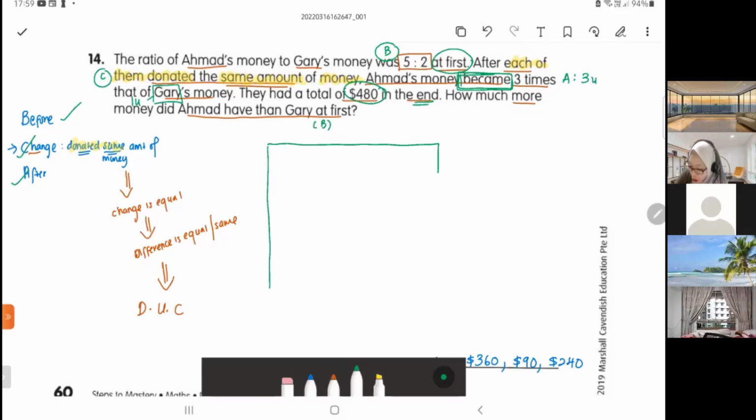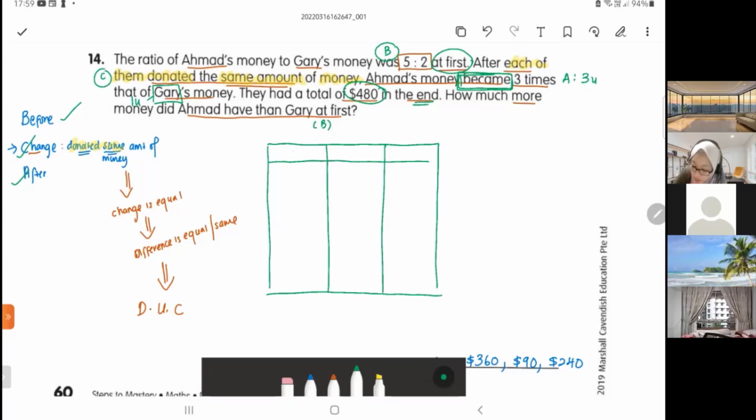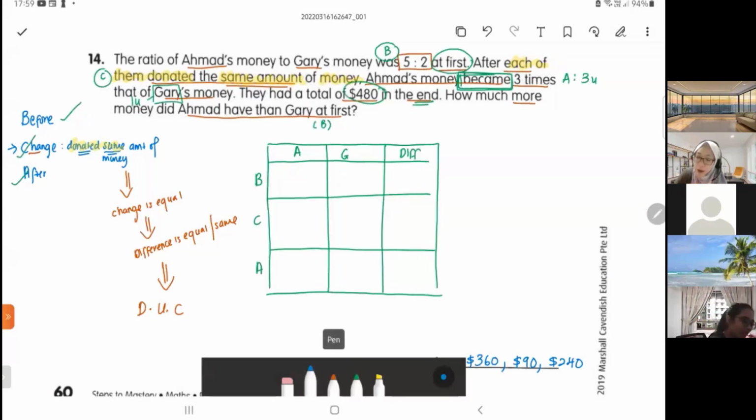For the difference unchanged concept and total unchanged concept, you are going to have 3 columns like this. Okay, so Ahmad, Gary, difference. Okay, before, change, and after. Then we cut up, cut up, cut up. Okay, now we put the information inside. So the before is this, right? 5 units, 2 units. This is 5 units. This is 2 units. Difference means minus.